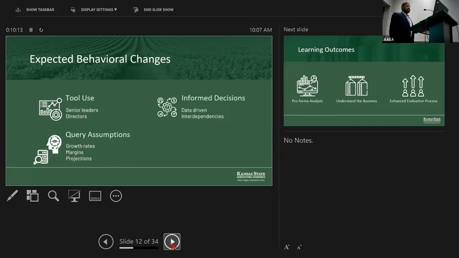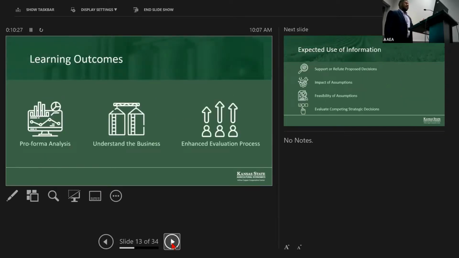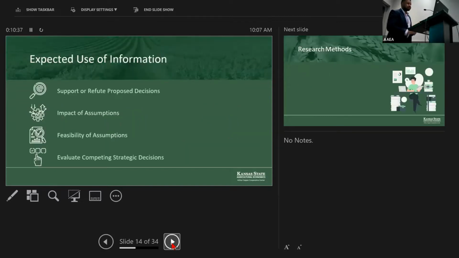The last thing is to see more informed decision-making. That is decisions that are driven by the data. And again, that increased awareness to realize and observe the interconnectedness of all these decisions across the entire co-op. Our learning outcomes again are to increase an independent pro forma analysis with the directives of a better understanding of the co-op and to improve and make the evaluation process a lot more efficient.